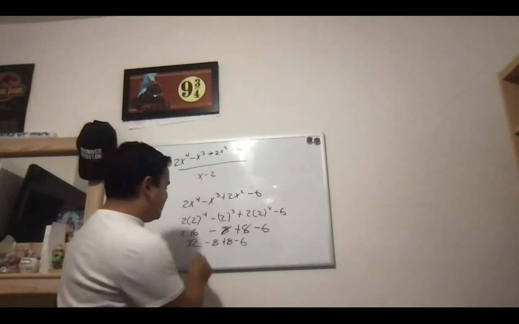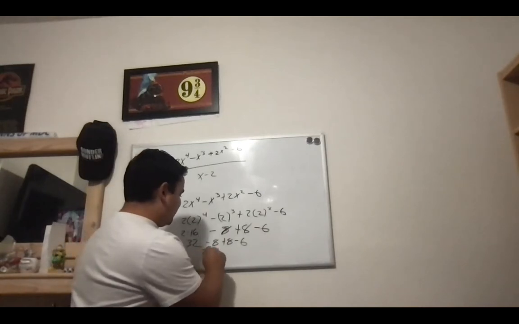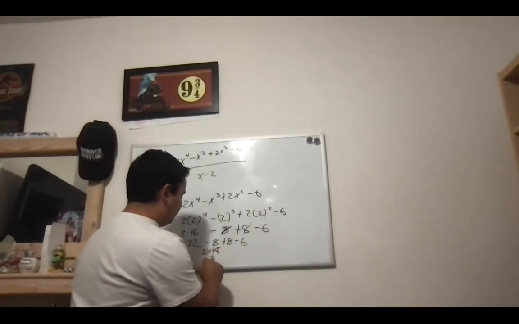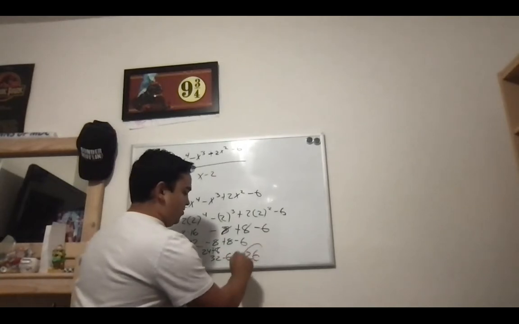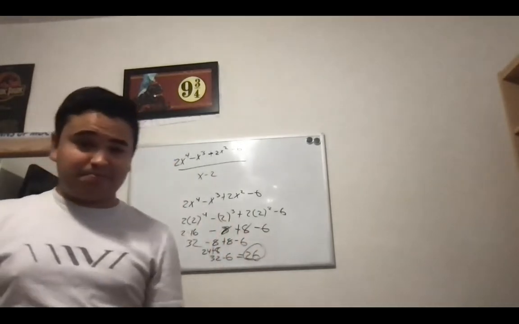32 minus 8 is 24. Plus 8 is 32. Minus 6, we yield a remainder of 26.